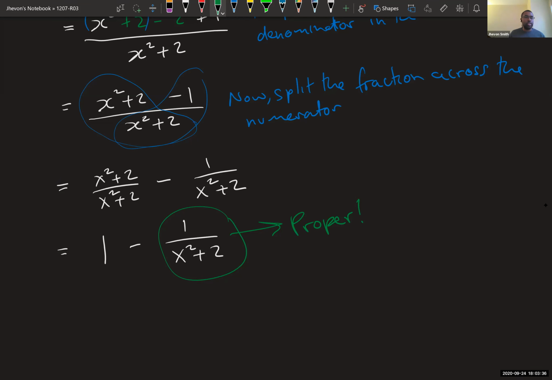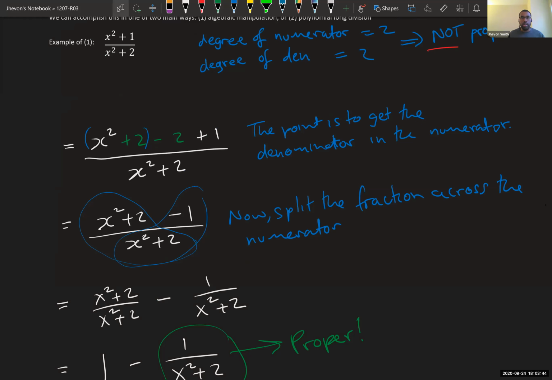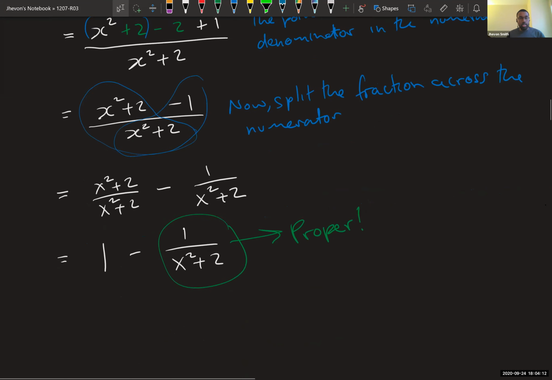Right? The degree of the numerator is 0, while the degree of the denominator is 2. So I just went from a situation where I did not have a proper fraction, and now I have a proper fraction. One way to get this done is algebraic manipulation. Find out a way to add and subtract something, or multiply and divide something, to get the denominator in the numerator. Then you split the fraction across the numerator, and one part is going to simplify because the denominator is going to cancel. And the part that's left over is going to be proper. So that's one way you can do this.